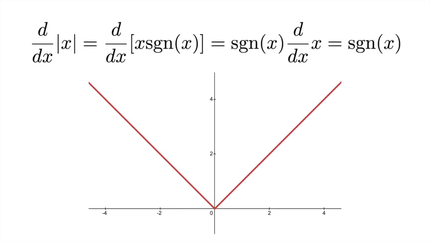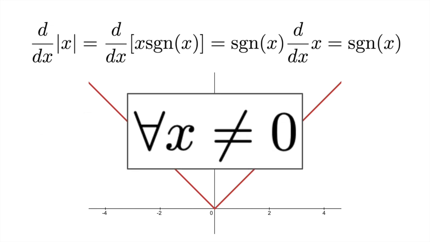Taking another look at the graph, we can see that there's a sharp turn at x equals 0, meaning the derivative should be undefined there. Since signum of 0 is undefined, we'll just have to say that the derivative of the absolute value of x is signum x for all x not equal to 0.